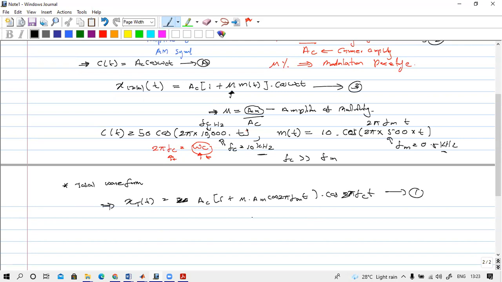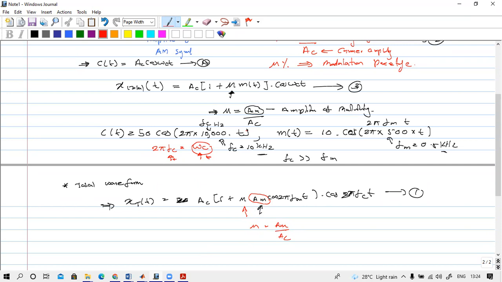So what is the mistake here? This AM is the mistake. If I write the AM here, it is wrong, because in mu, AM is already there. The amplitude of the modulating signal is already there. I mean, we define mu as AM by AC.